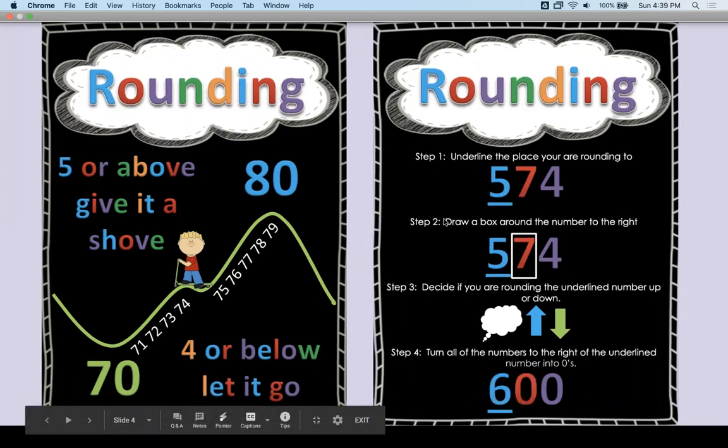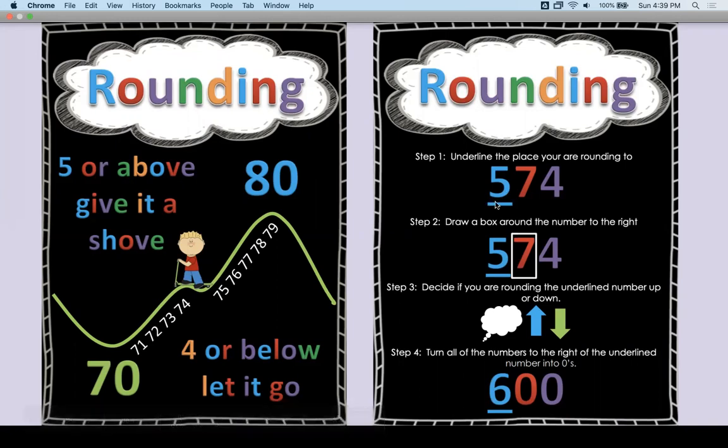In this example, we're rounding to the nearest 100. See how the 100 place is underlined? So the boss number in this case is the 7. Put a box around the 7, and the 7 is going to tell us what to do with the 5. Is the 5 going to go up to a 6, or is it going to stay a 5?